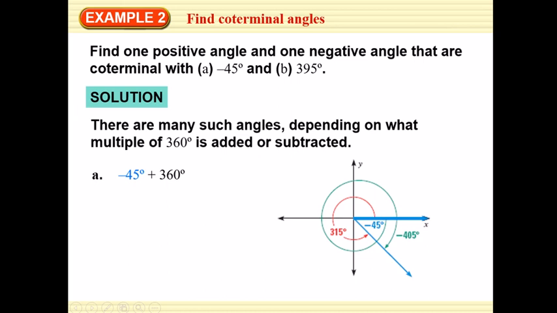Alright, so I'm going to add 360 degrees to negative 45 and get positive 315. And then I'm going to subtract 360 degrees and get negative 405. If I were to draw those, they would end at the exact same terminal side here. So negative 45 degrees would start here and end there. A positive 315 degrees would start at the same point, and a negative 405 would go negative 45 and then an additional 360 around.